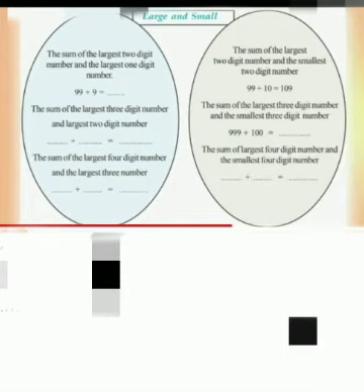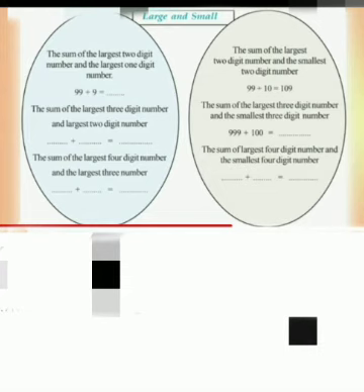Okay, take your text, page number 53. Large and small. Okay, let us go to the first one. The sum of the largest two-digit number and the largest one-digit number. Okay, which is the largest two-digit number? 99. Which is the largest one-digit number? 9. Our duty is add these two numbers and find the answer.